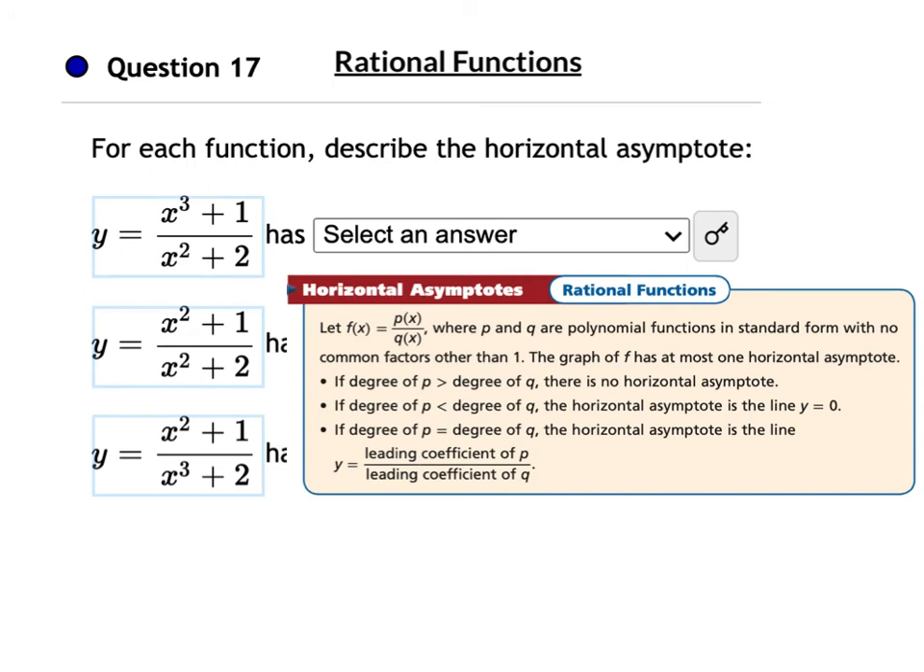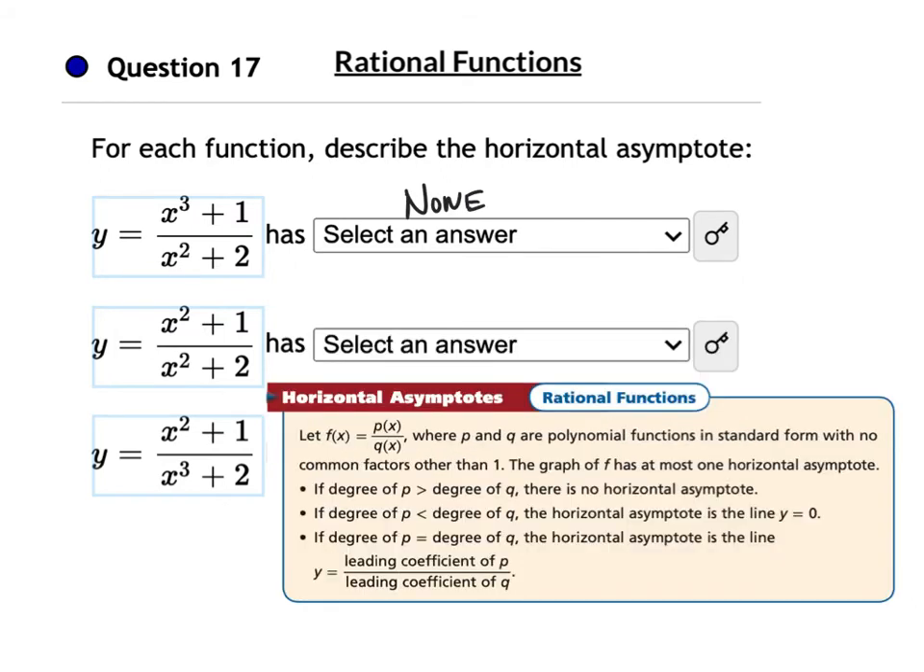Question 17. For a rational function, horizontal asymptotes follow these rules. We first look to see the degree of the top one. Here it's 3. The degree of the bottom one is 2. The degree of the top function is greater than the degree of the bottom function. That means there's no horizontal asymptote. None.